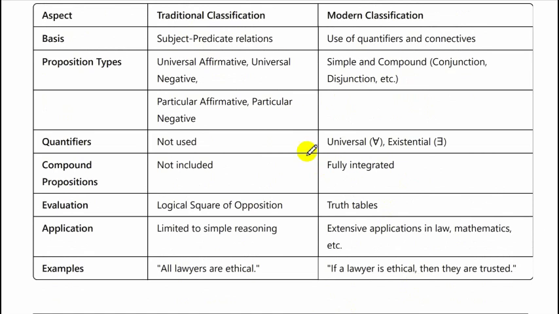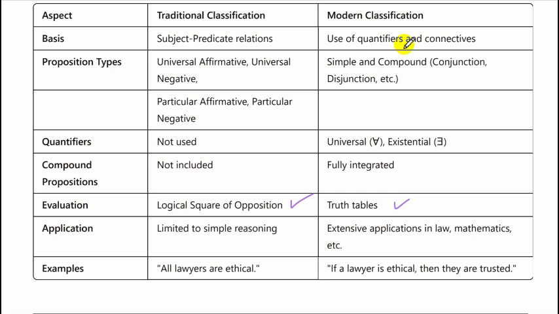This we will learn later on in the video coming up in module 3, logical square of opposition. And truth tables also we'll learn in detail. Traditional classification is basically for simple reasoning. So it is limited to simple reasoning, whereas modern classification involves extensive application in law, mathematics, etc.